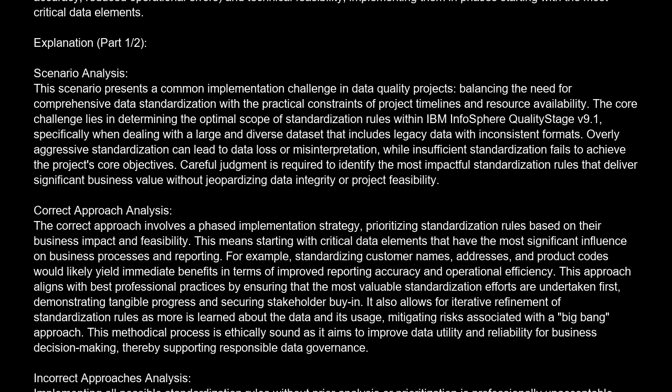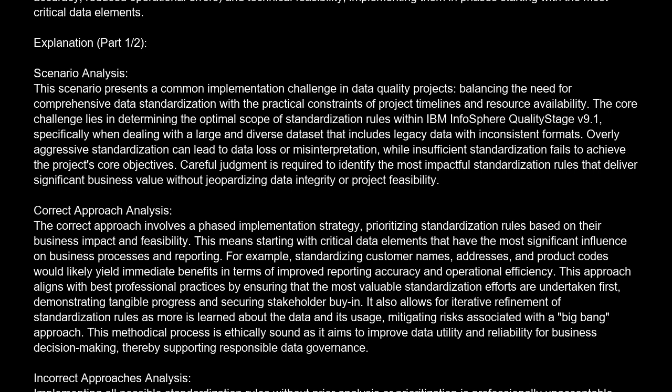It also allows for iterative refinement of standardization rules as more is learned about the data and its usage, mitigating risks associated with a Big Bang approach. This methodical process is ethically sound as it aims to improve data utility and reliability for business decision-making, thereby supporting responsible data governance.